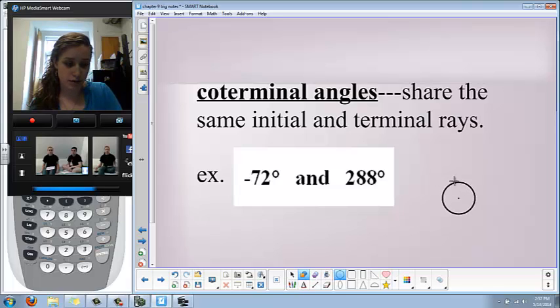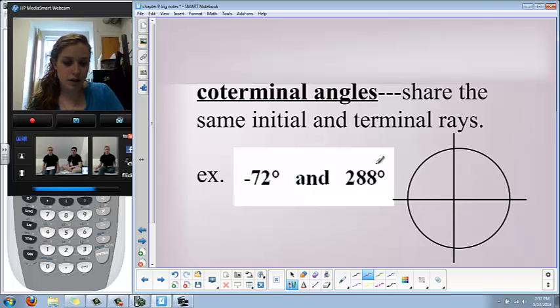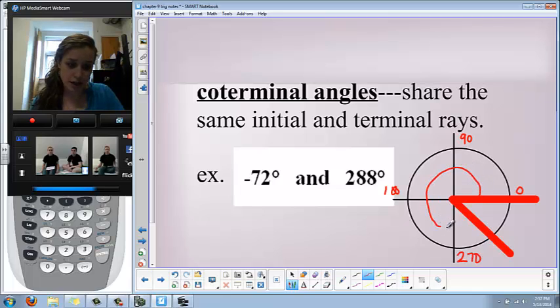If I draw a circle for you, a unit circle, let's put our axes on there. Okay. So where would 288 degrees be? Well, this is 0, 90, 180, 270. So 288 is obviously past that. This is my initial ray because it always starts right here on the x-axis. We went past 90, past 180, past 270, so it's probably about there. So if I label this angle starting at the initial ray and going in the positive direction, this is a positive 288 degree angle.